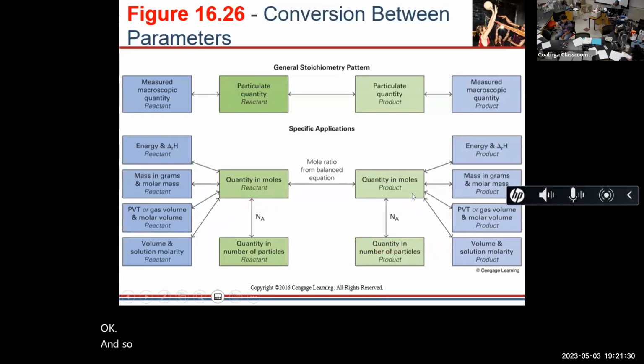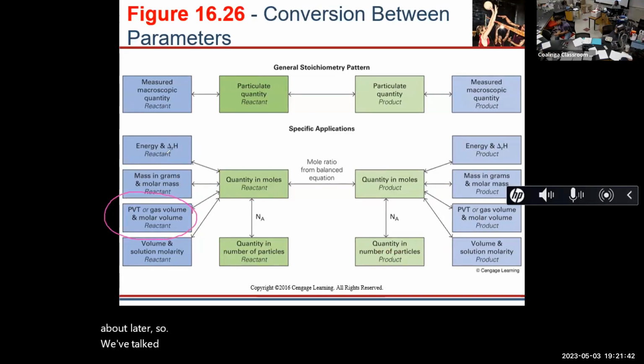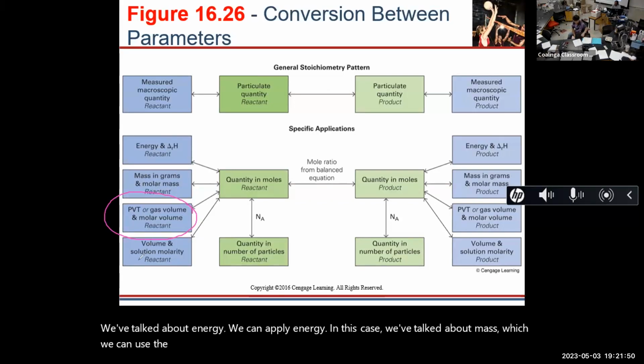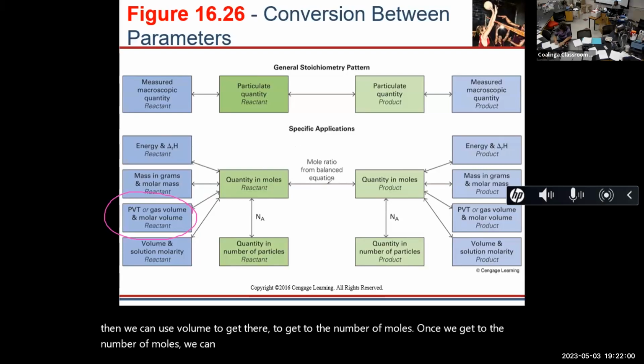So this is just basically telling us what we just talked about. And this is taking everything into consideration that you've learned up until this point, except for gases, which we'll be talking about later. So we've talked about energy. We can apply energy in this case. We've talked about mass, which we can use the molar mass to get there. We've talked about concentration, and then we can use volume to get to the number of moles. Once we get to the number of moles, we can use a balanced chemical equation to get us to how much product there is.